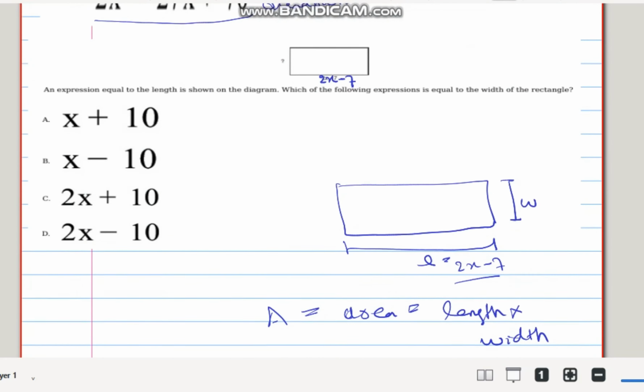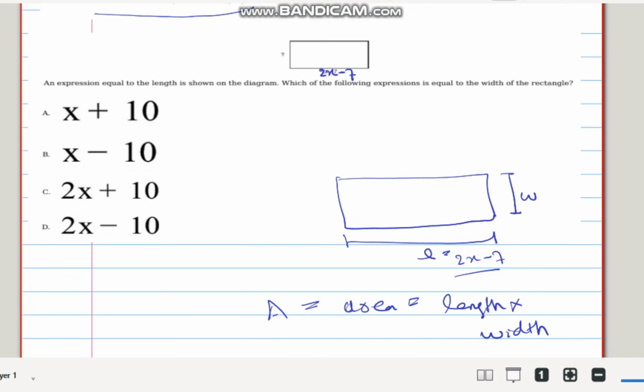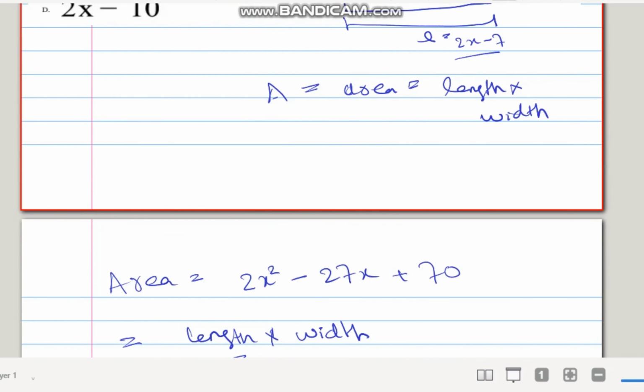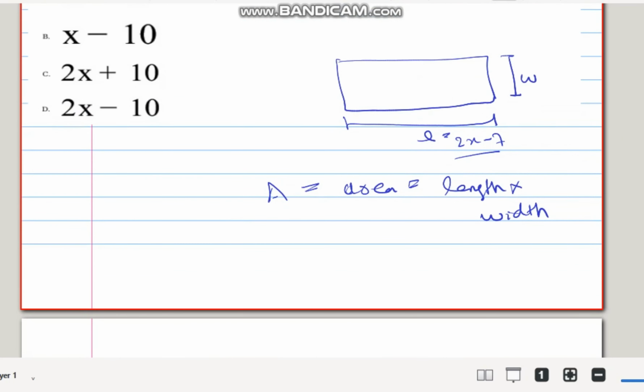Now, what is the question? An expression equal to the length is shown in the figure. Yes, this is the figure, and we can see the length. Which of the following expressions is equal to the width of the rectangle? It's a very good and very interesting question. The rectangle's length is given, the area is given. We have to find the width.